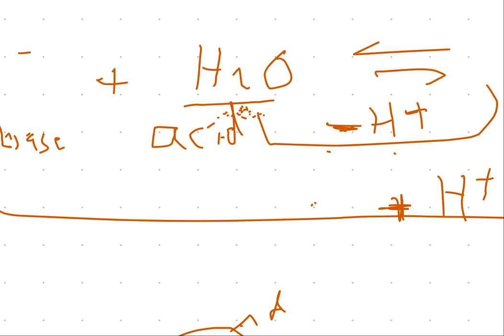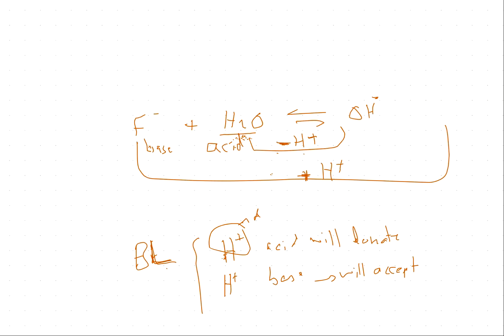And now F will work as the base. So the base will gain the lost H plus, the donated H plus, and it will be H plus. Why didn't I write a plus here? Why is there no plus here, Yusuf? Because it was removed. Because I have negative. I added the plus, and what happened? They canceled each other, so now it's neutral. Then I have to write, this is negative, so I know the base is always negative.